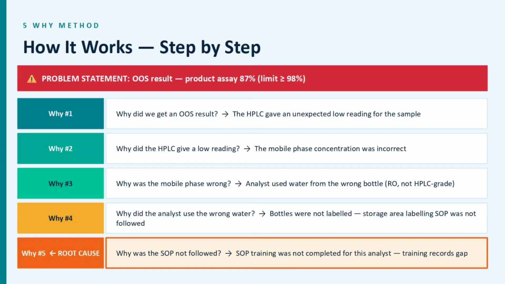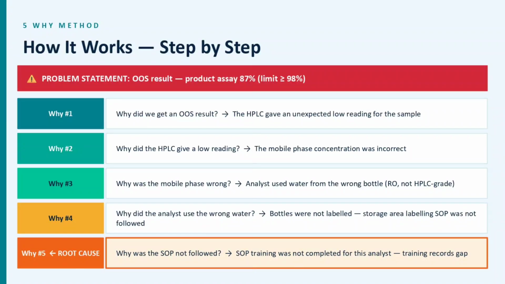Let's take a real scenario. Something you might see on a Monday morning in a pharmaceutical QC lab. The problem. An HPLC result for a product assay came back at 87%. The specification says it should be 98% or above. This is an out-of-specification result, an OOS. Now, the wrong approach would be to say, the HPLC gave a bad result, retest the sample. But that's treating the symptom. The right approach is to ask why.